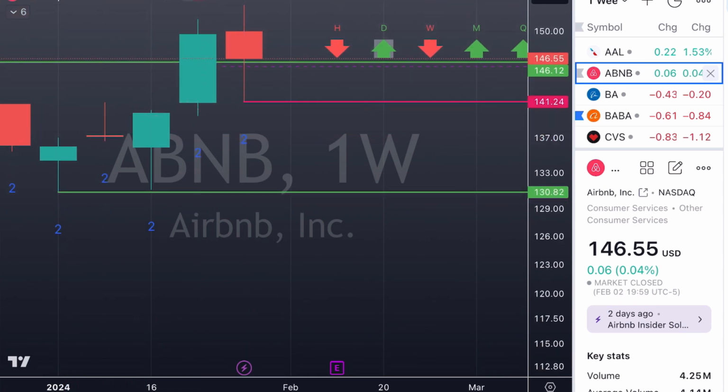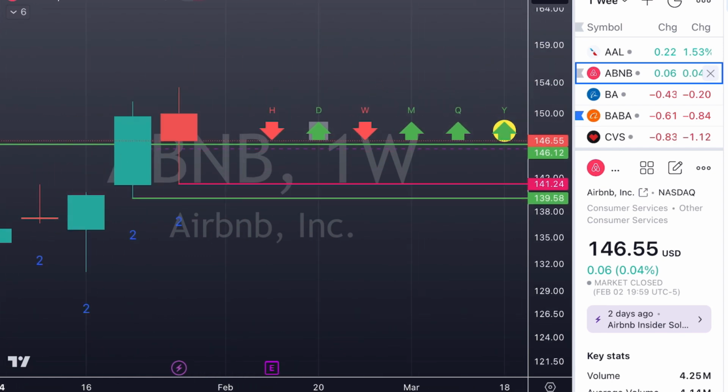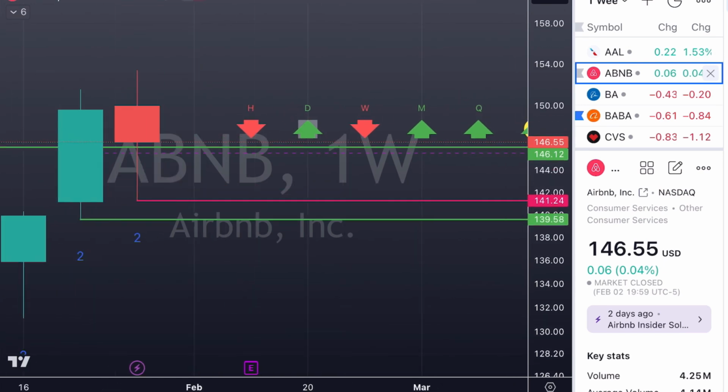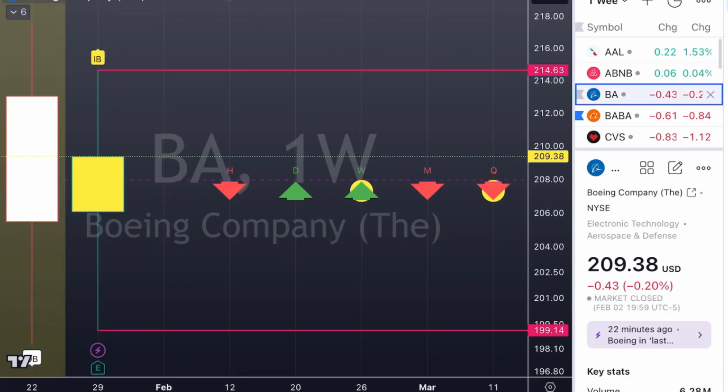We're going to look for it to do the exact same thing, okay? We're going to look for it to trigger and hit the targets. That's all, guys. This is very organic trading. It's very simple trading. You're not going to find many things easier than the strat, which is what we teach here. Let's move on to BA, Boeing.